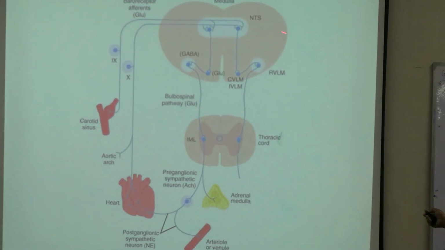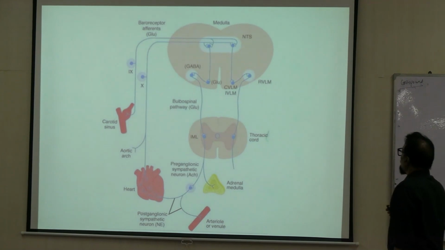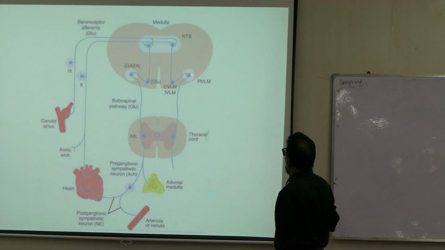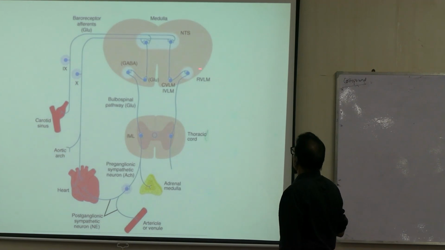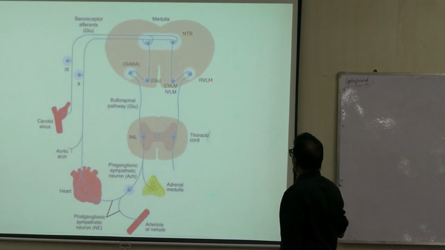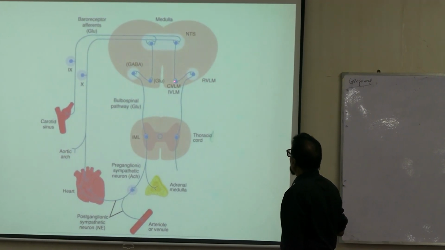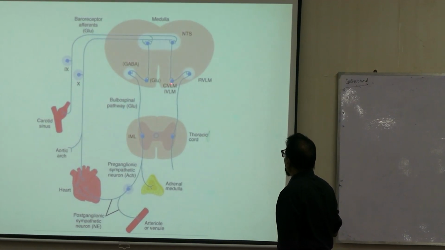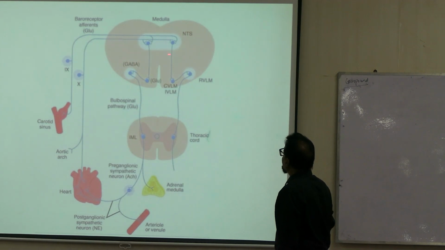So it is the medulla. Here we are having one pressure area, the RVLM, the rostral ventrolateral medulla, and this is the caudal ventrolateral medulla. This is the depressor area, and this is the pressor area. And it is the sensory area.